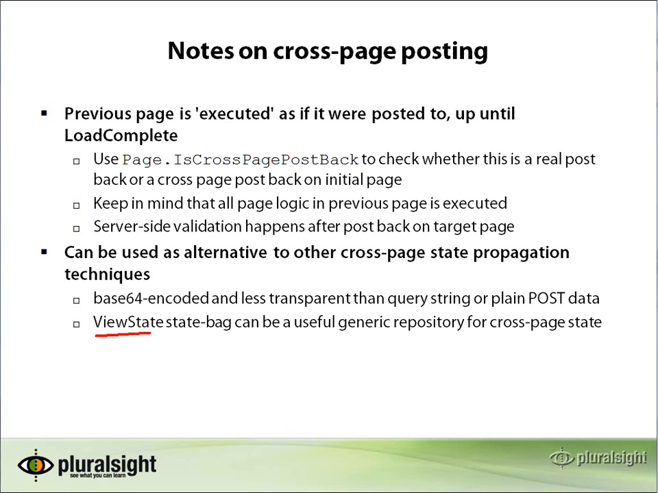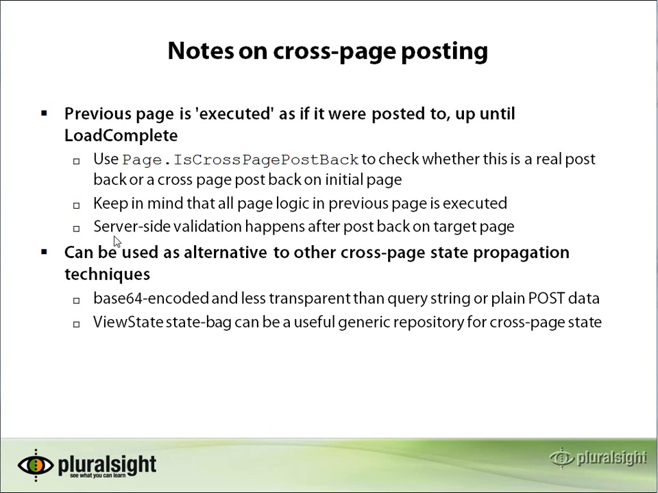So you can actually use viewState and expose a property that pulls a value out of viewState, and it's a very easy way to propagate data from one page to the next using the viewState repository, which is usually only reserved for passing data back and forth to the same page during a postback. So keep that in mind. Cross-page posting can actually work as a mechanism for cross-page state propagation if you're using cross-page posting.